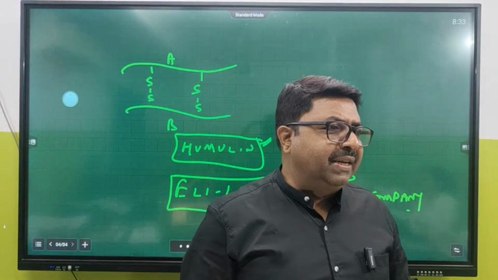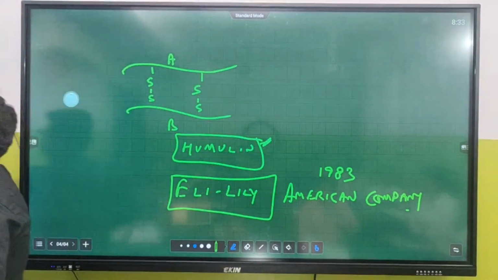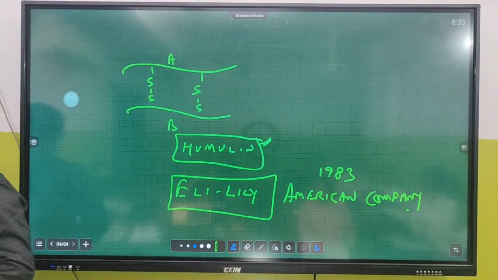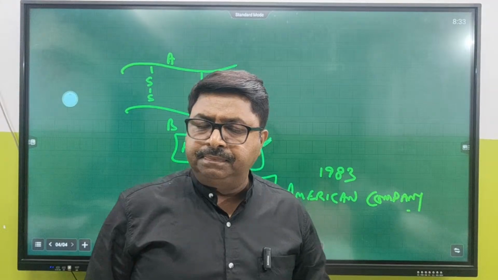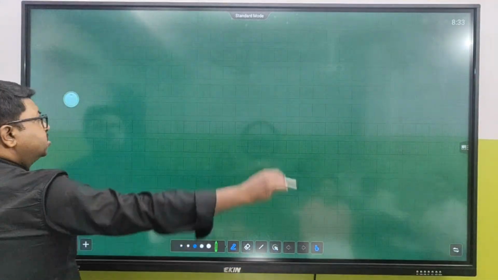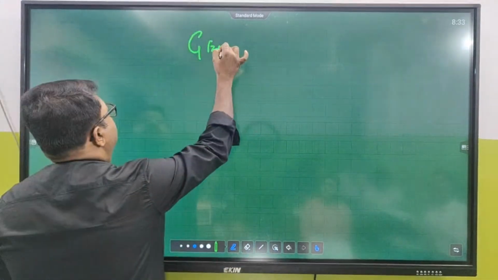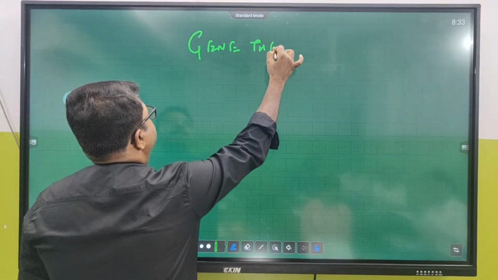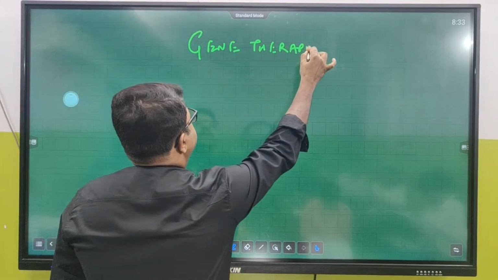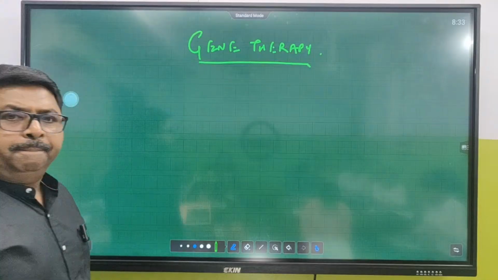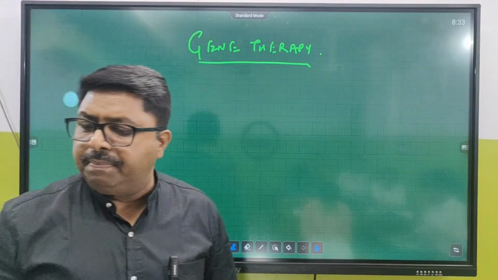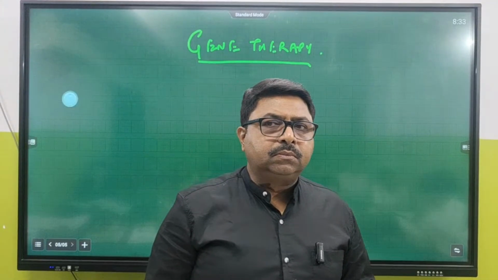So lastly, we have talked about this. Student, what is the addition? The addition is all the cellular aspects. So we have talked about that. Clear? Now, the most important is the next one called gene therapy. And what is gene therapy? Mind you one thing. What is gene therapy?